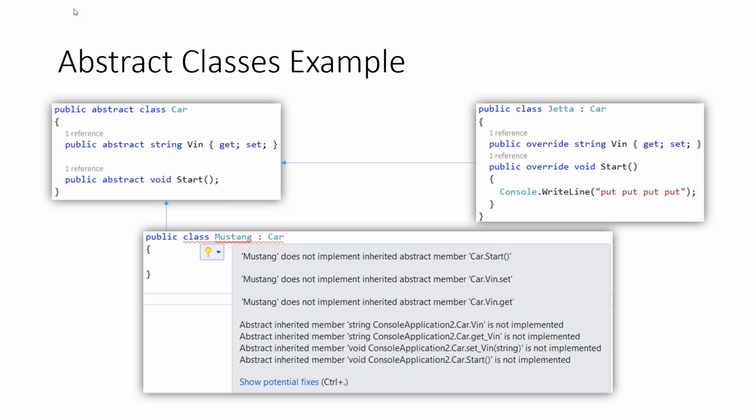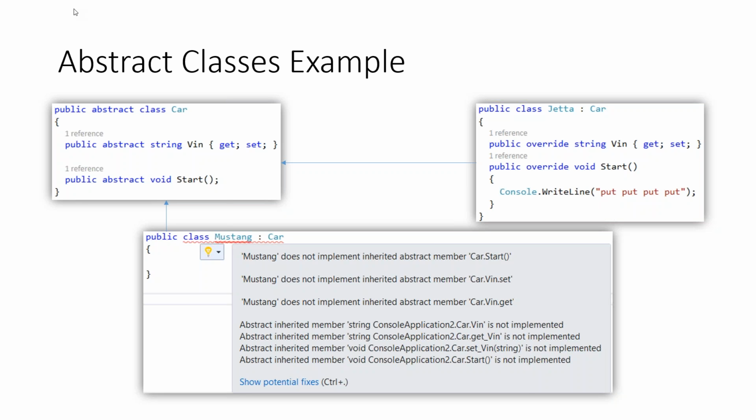On the right-hand side, we've got a Jetta class. A Jetta is a car class. We've set up an inheritance relationship here with the colon, okay? And we have inside of the Jetta class a start method. This start method does have a body, okay? So you can see how anything that is a car, anything that is a child class of the car abstract class will have certain behavior, and that behavior is start, right?